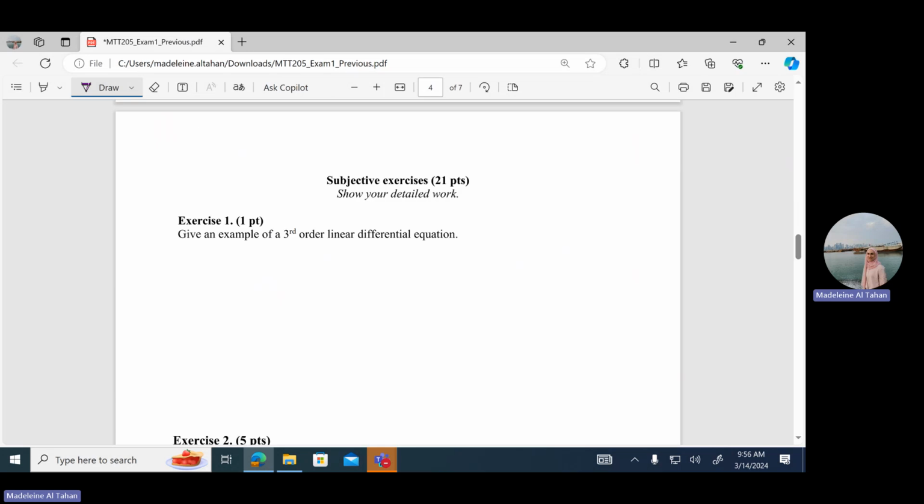Now let's look at this one. Give an example of a third order linear differential equation. Okay, y triple prime minus y, let's say, equals 1. When we ask for an example, it doesn't mean that it should be complicated. Choose the easiest one, the simplest one.